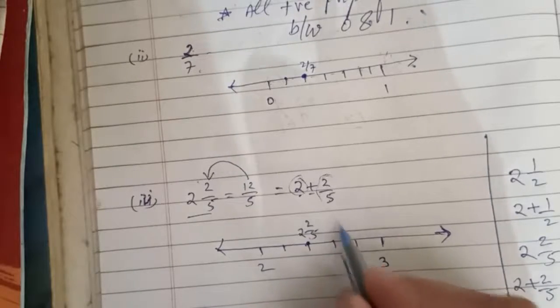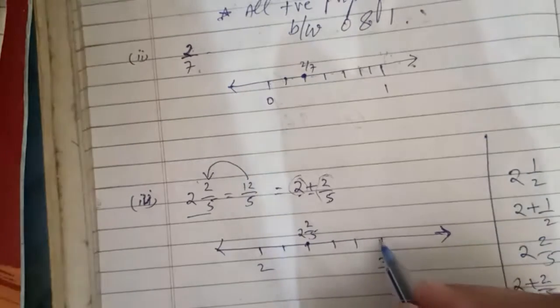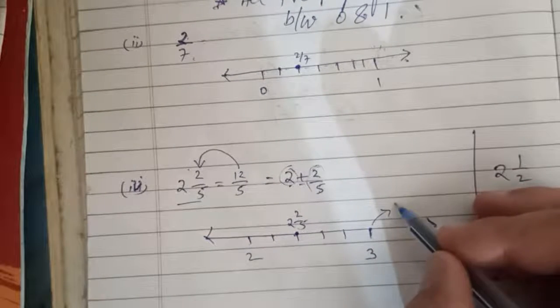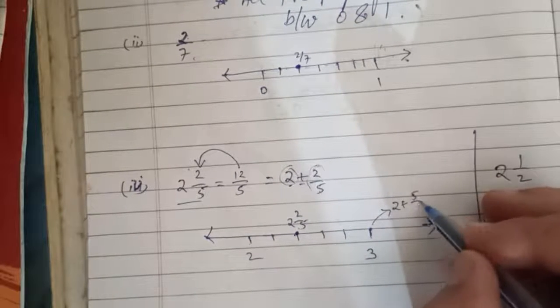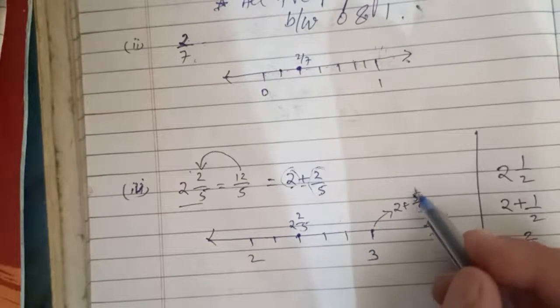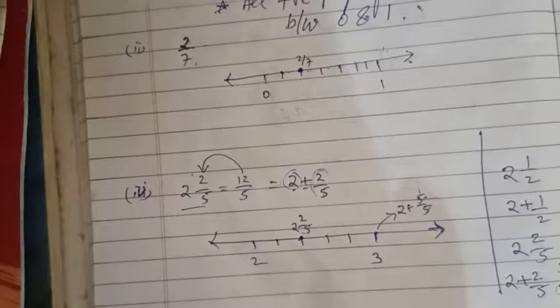This is 2 whole 3 by 5. This is 2 whole 4 by 5. This is 2 whole, if we talk about this part, it is 2 plus 5 by 5. Clear? 5 by 5 cancelled, 2 plus 1, 3. Ultimately you will reach on 3. I hope you all are getting it.